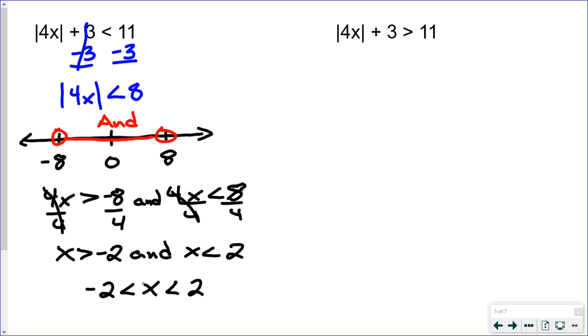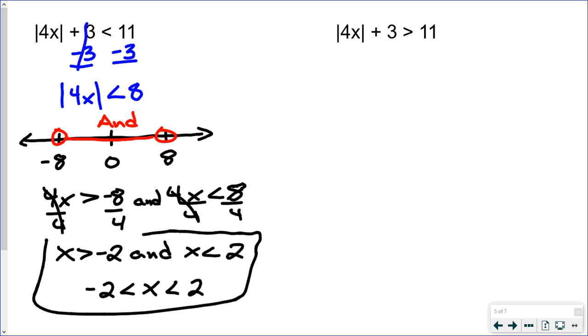So this says the same thing. X is less than 2. That's this piece. X is greater than negative 2. So your answer could be written in either of those forms. Only ANDs can be combined like this. Okay, so let's look at what happens when you flip the inequality around.